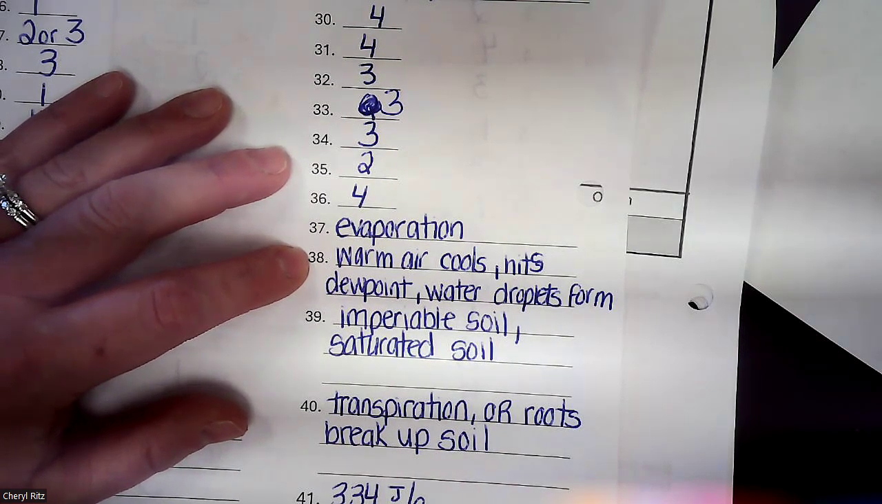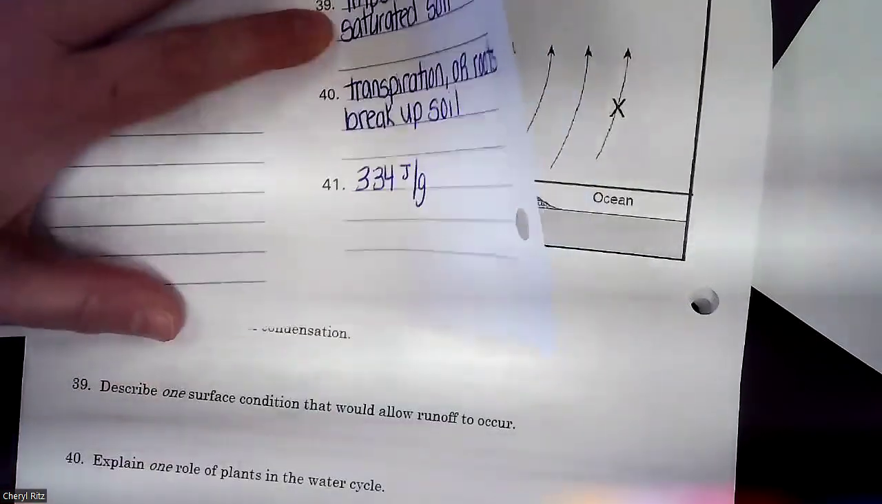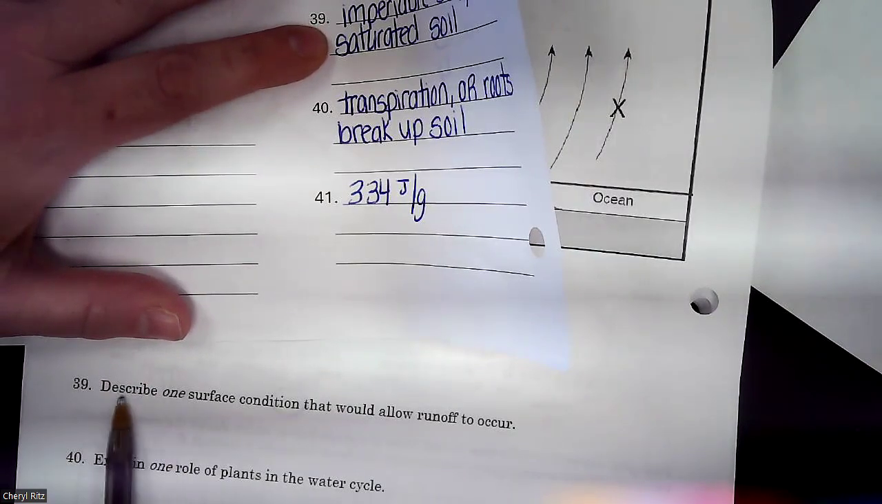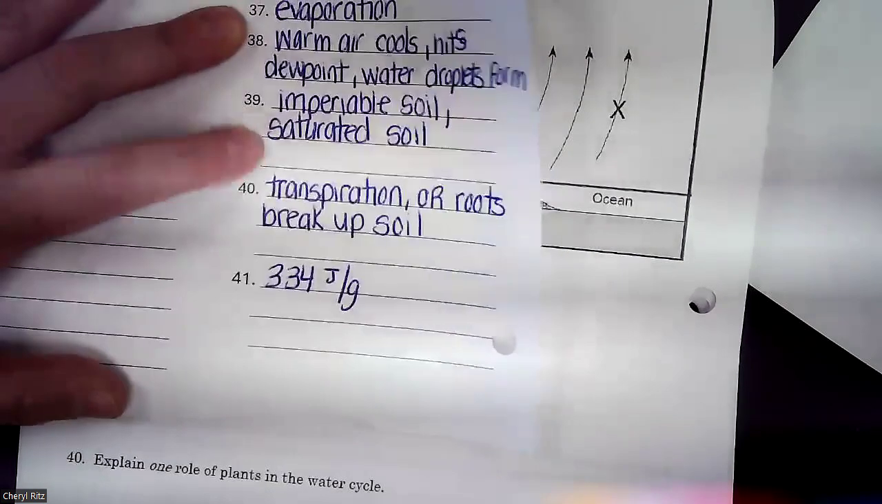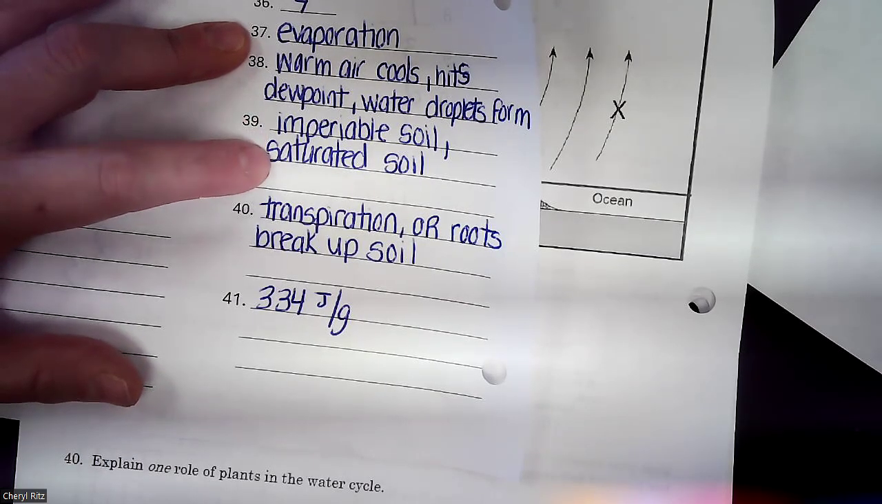38, describe condensation. That's when warm air cools, hits its dew point, and water droplets form. 39, I could have taken a lot of different answers. It says, describe one surface condition that would allow runoff to occur. So if runoff's happening, that means water's not soaking in. So I wrote impermeable soil. You could have said things like blacktop or pavement.